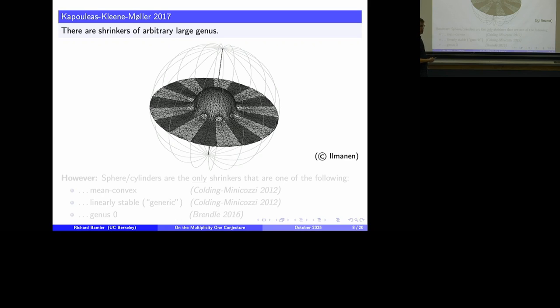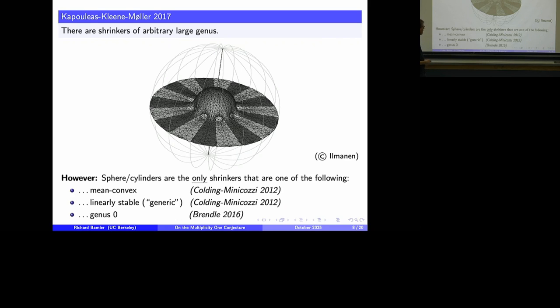So this is in some sense bad news that you could see these difficult singularity models, but the good news is that the good singularity models, the spheres and the cylinders, are still in some sense distinguished, the more typical singularity models, if you impose some further assumptions. So for example, if you want your shrinker to be mean convex, which was done in White's work, then the only mean convex shrinkers are cylinders or spheres. Okay? Or if you impose that your shrinker is stable, so that's some kind of linear condition associated with genericity, then again, the only stable ones are cylinders and spheres.